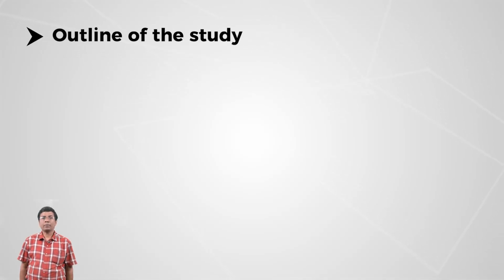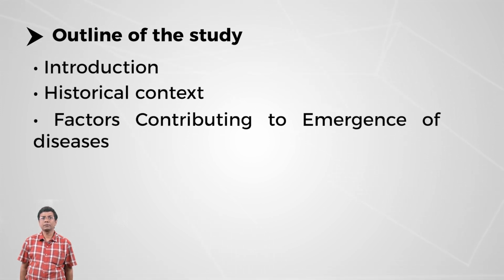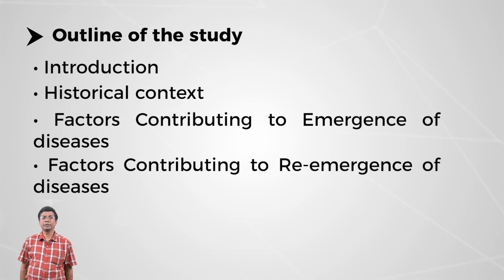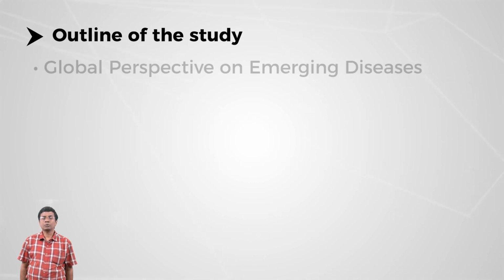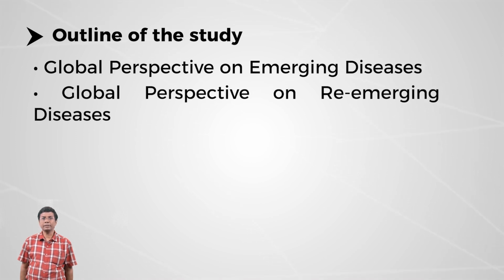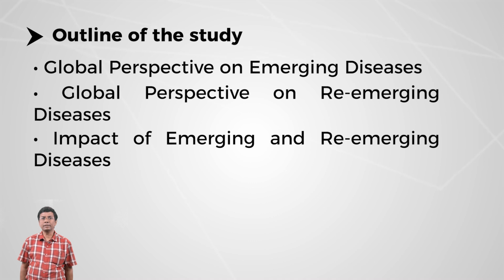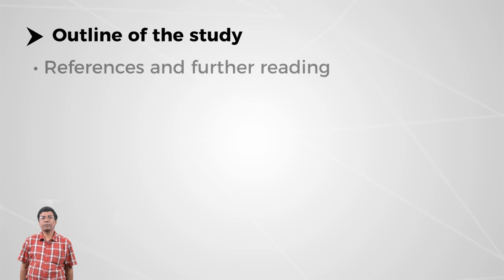So, today the outline of our study will contain introduction, historical context, factors contributing to emergence of disease, then factors contributing to re-emergence of disease, emerging disease in India, re-emerging disease in India, then we will also go for global perspective on emerging disease and global perspective on re-emerging disease, impact of emerging and re-emerging disease, then organizations involved, some case studies, conclusion, and we will provide some references and very good readings and also some of the websites where you can get the data.